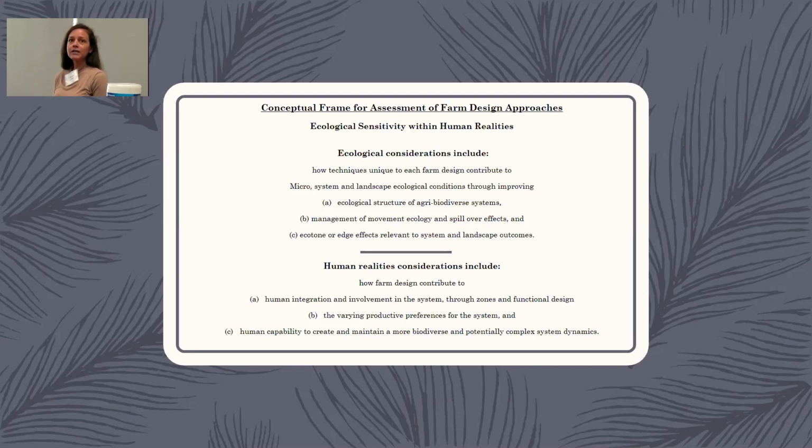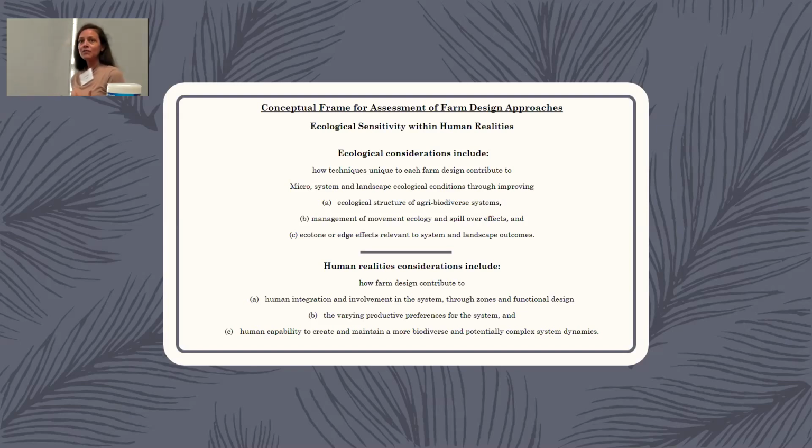The human realities considerations include how farm design contributes to human integration and involvement in the system through zones and functional design. That's for coffee farming, not all coffee farmers live on their farm. So that's not relevant to all coffee farms, but for small farm holdings, which the majority of coffee farms are, and this is an estimate, the majority would live on the farm. So depending on the country, of course.